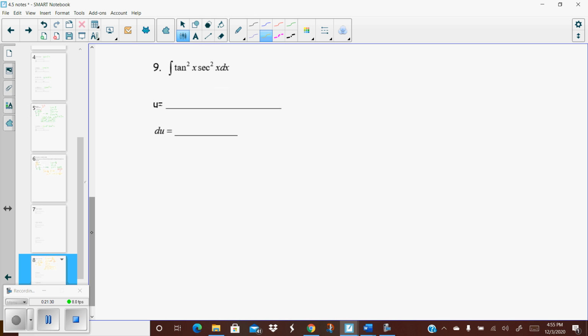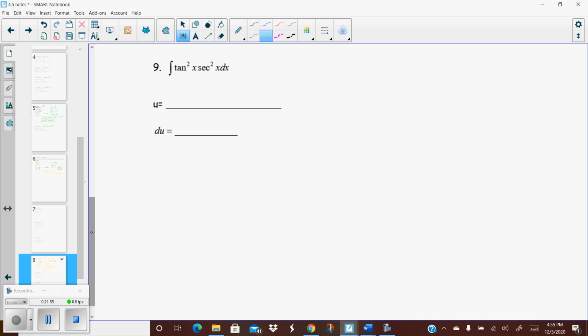So the problem with number 9 is tangent squared x and secant squared x are both really the same kind of composited things. Both of them are squareds. So I could pick tangent or secant as the interior function. What you want to do here is pick the appropriate u so that when you take the derivative, it gives you the other function. So for example, I'll pick the wrong one first.